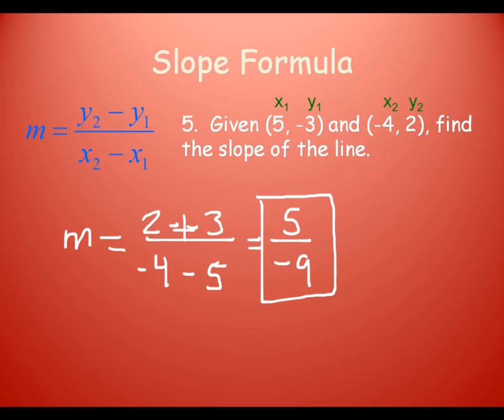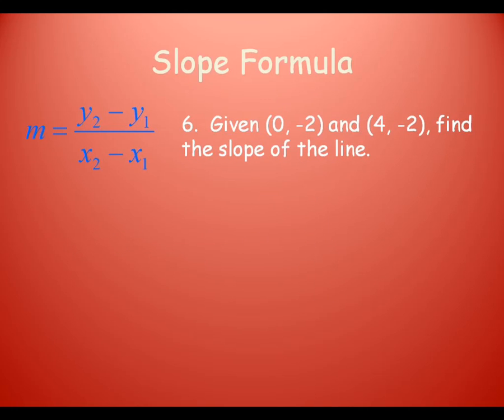So would the line between these two be uphill, downhill, flat, or vertical? It would be negative, so that means downhill. Right, it would be downhill because I get a negative slope. If I plotted these 2 points and drew a line, it would be a downhill line because it's negative. Good. Okay. Let's look at one more here.